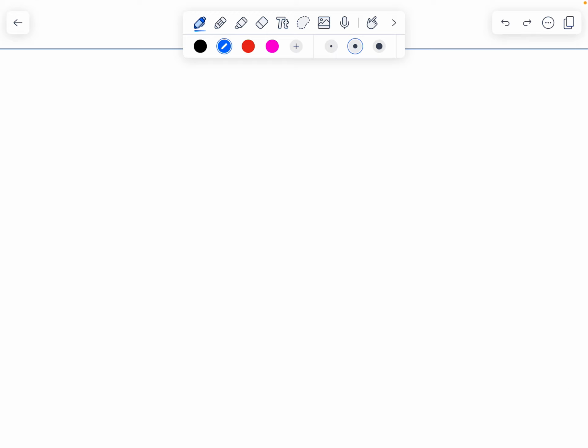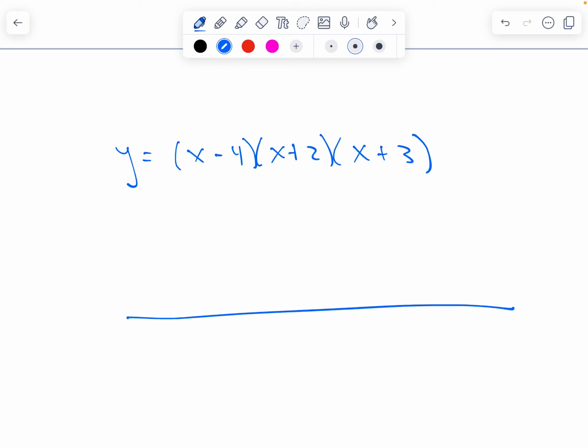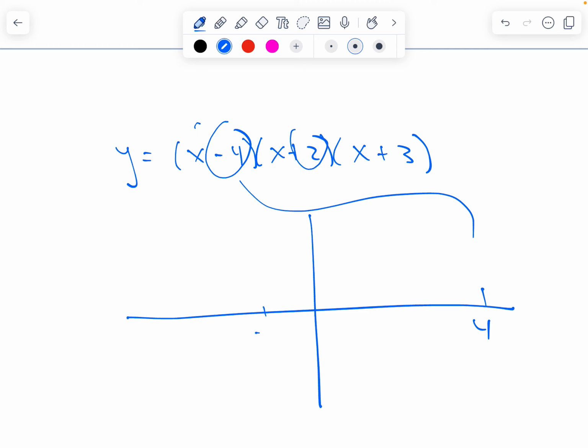What if we had something like this? y equals (x minus 4)(x plus 2)(x plus 3). Then when we graph it, we say negative 4, flip that to positive 4. Positive 2, flip that to negative 2. Positive 3, flip that to negative 3. And now we know it will cross the x-axis at those points. It'll have those x-intercepts, also called zeros, also called roots. And so it could look like this, or it could look like this. And we don't know. We'll have to look at the end behavior.